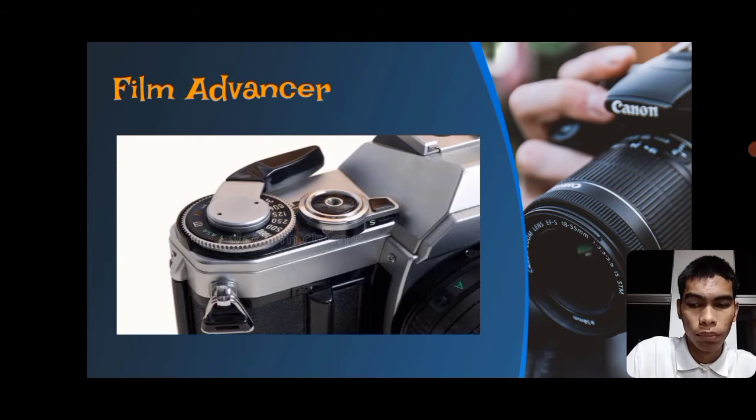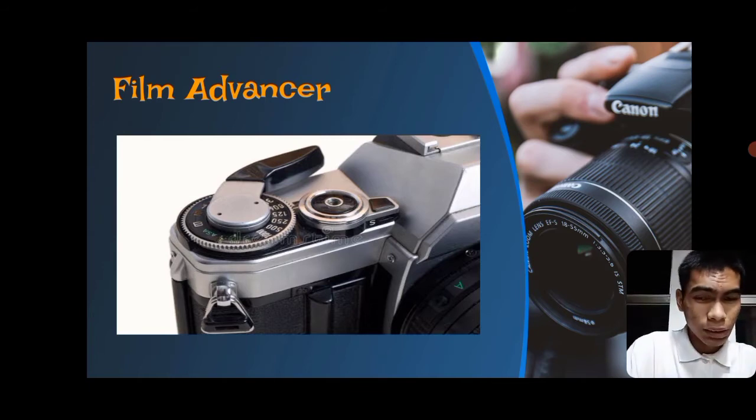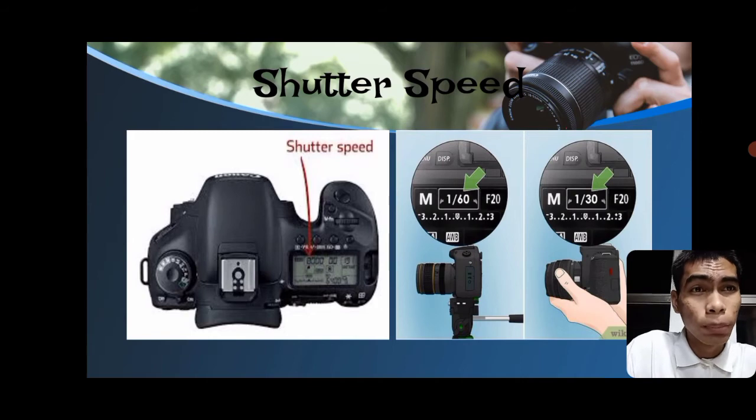The next is the film advancer. Film advancer is designed to transfer the exposed film to the other side, or to the take-up pole, and the unexposed film will be at the opposite side of the lens for another exposure. The next is shutter speed.